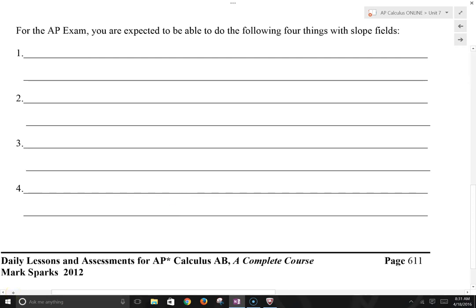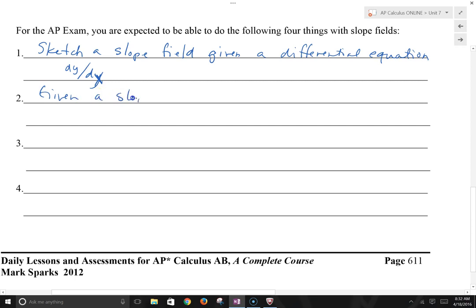Alright, for the AP exam, you're expected to be able to do the following 4 things with slope fields. 1, you need to be able to sketch a slope field given a differential equation, dy/dx. 2, given a slope field, draw a particular solution.